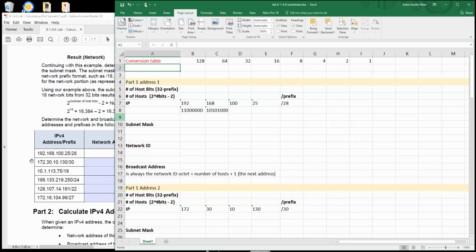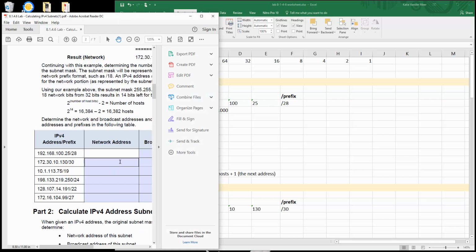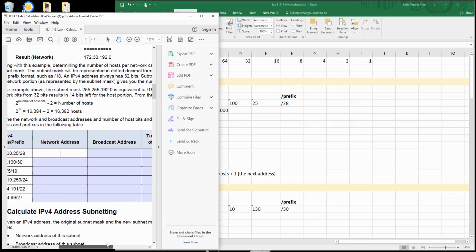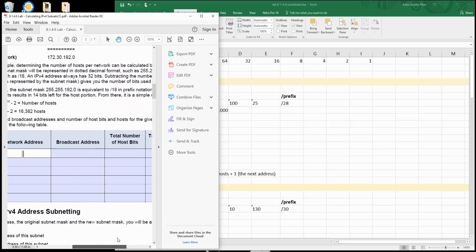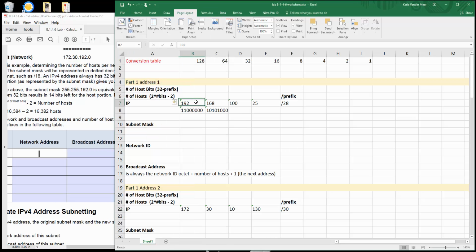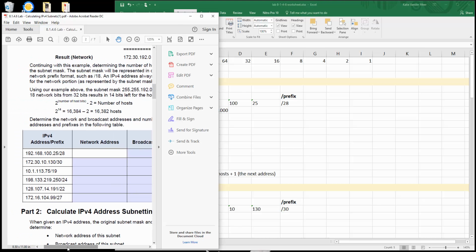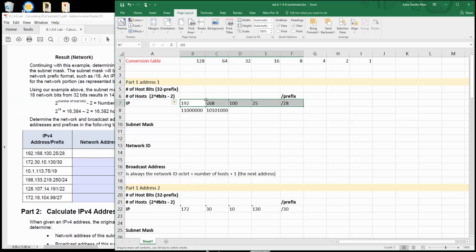Okay, so back to the problem. We're going to figure out the network address, the broadcast address, the number of host bits, and the number of hosts. And all we're given is this number. And let me just double check my IP because I had it wrong before, and I had to start my video all over. Okay, so I plug that in. I'm going to figure out what I'm working with.